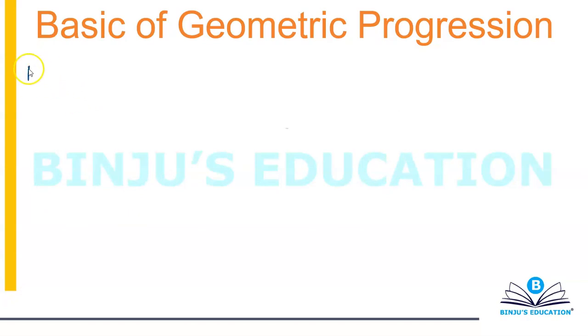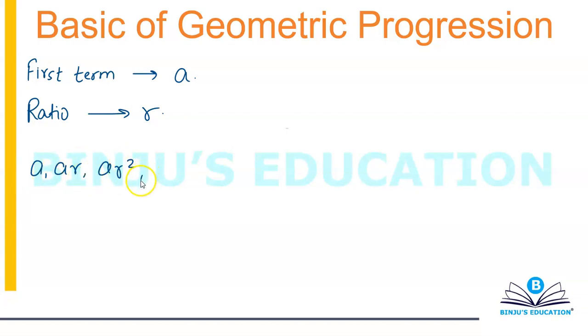Now remember that the first term of a geometric progression is represented by the letter A, and the common ratio is represented by the letter R. So the terms in geometric progression are represented as A, AR, AR square, AR cube, AR to the power 4, AR to the power 5 and so on, up to AR to the power n minus 1.